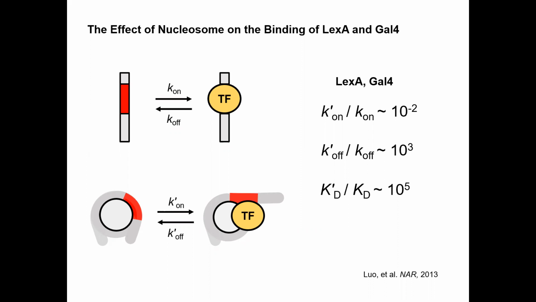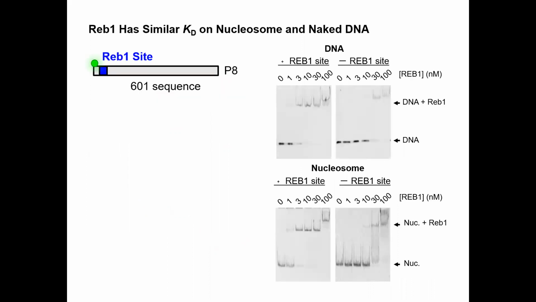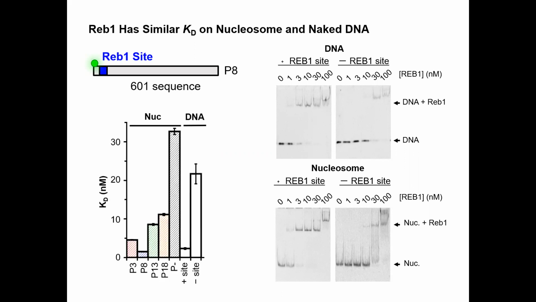When we apply similar assays to Reb1, we immediately see something very different. This is a gel shift assay, basically a bulk measurement of the binding affinity. Here you can see Reb1 binding to naked DNA versus nucleosome. If you look at where the gel shift occurs, there's not much difference between DNA and nucleosome. If you quantify this gel, you get the effective KD on nucleosome and DNA, and you can see they're about the same. They're certainly not orders of magnitude different. So this is average affinity.